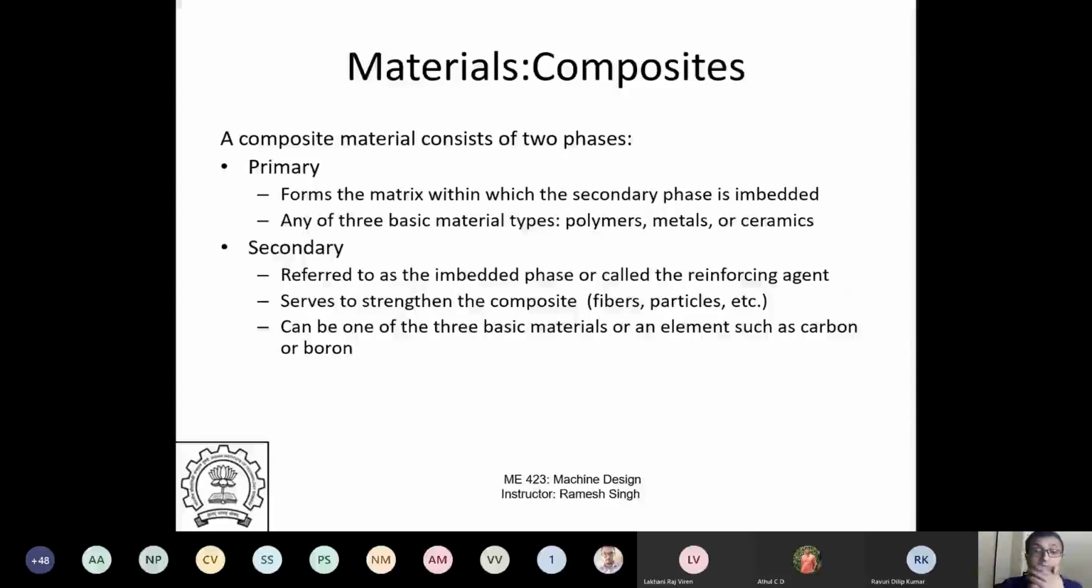Now comes a very interesting material. I will dwell on it for a little bit before I go to other things. It's composites. So composites basically means it consists of two chemically distinct phases. There will be a primary phase, which holds the secondary phase, the strengthener. The primary phase is typically called the matrix.